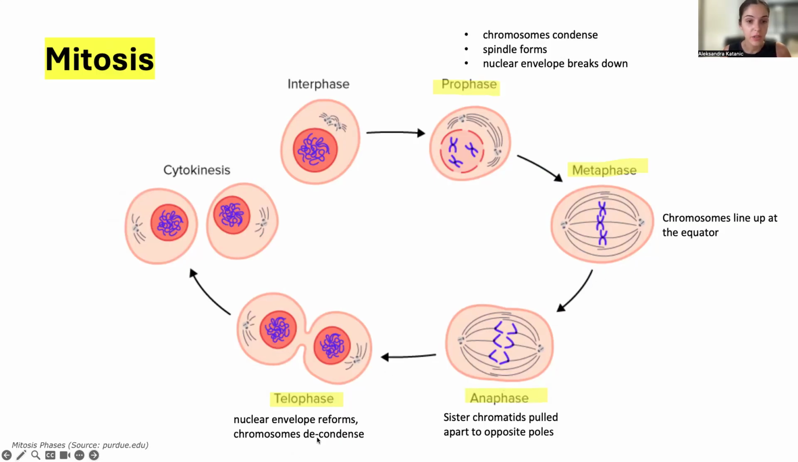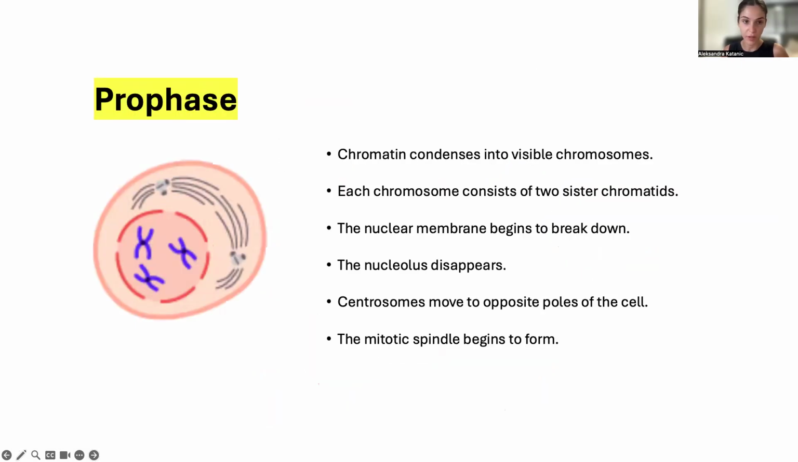In telophase, the nuclear envelope reforms and chromosomes decondense. So they're no longer in this formation, they decondense here. And then in cytokinesis, the one cell separates into two. Let's go into a little bit more detail in each phase. I'll explain why everything happens so that it's a bit more conceivable.